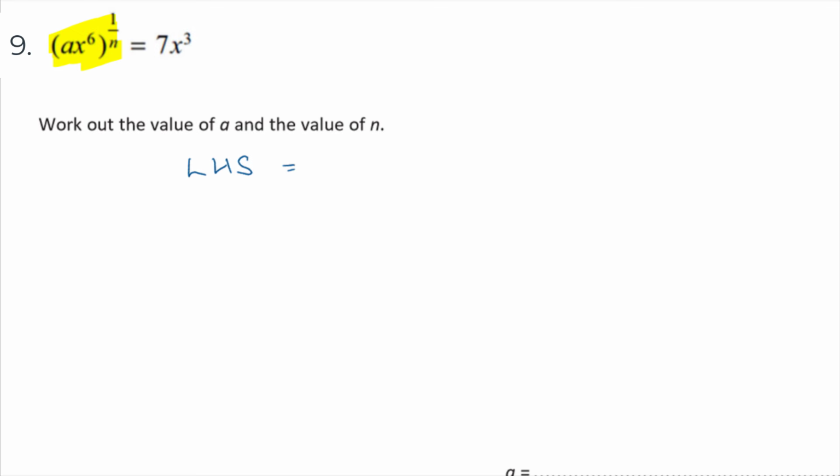So it's equal to (ax^6) all raised to the power of 1 over n, isn't it? Now, when you've got an index of an index like this, you have to apply the index to both things inside the bracket, so it distributes over multiplication. So what I'm going to get is a to the power of 1 over n, x to the power of 6 over n, okay?